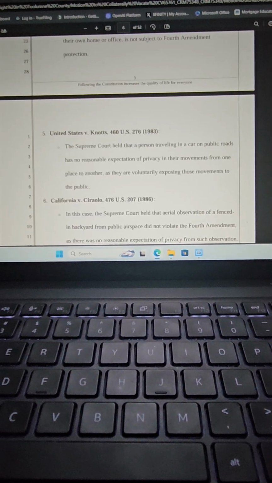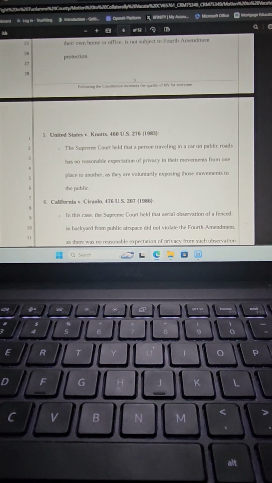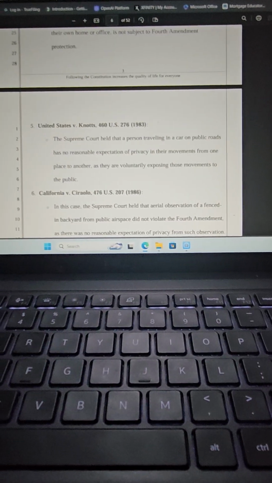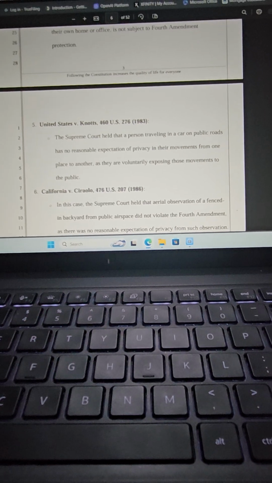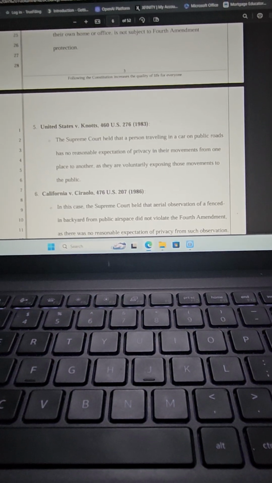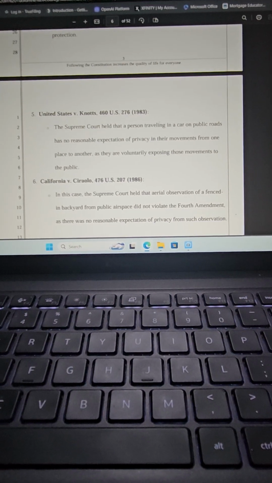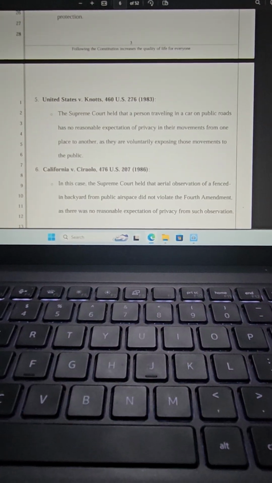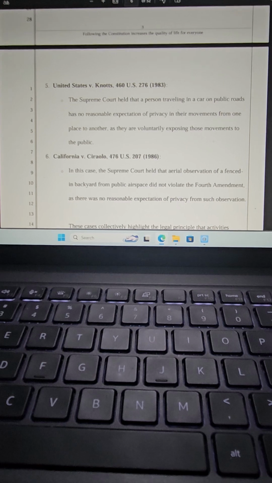United States v. Knotts. The Supreme Court held that a person traveling in a car on public roads has no reasonable expectation of privacy in their movements from one place to another, as they are voluntarily exposing those movements to the public. She tried to say I was following her in her car, which I wasn't, but that case law shows that even if I was, it would be legal.